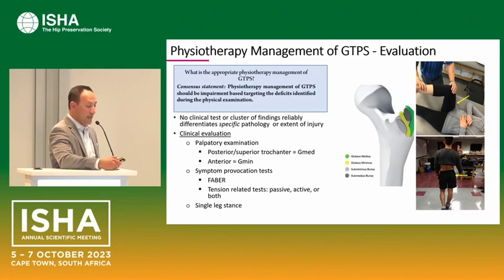Symptom propagation tests, you'll see the FABER test described in the literature. Of course, that test has been described for many other disorders as well. Tension-related tests, combining some passive, active, or both tension placed across the tendinous structures, in an attempt to create compression at the trochanter and reproduce pain, and we'll mention a few of those in a brief moment. And then single limb stance also.